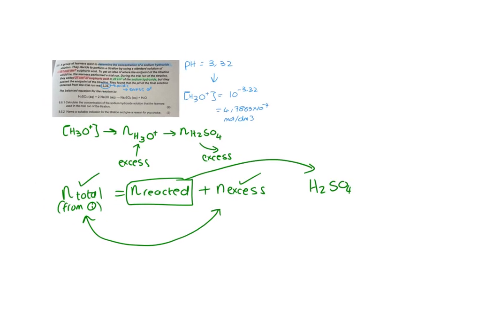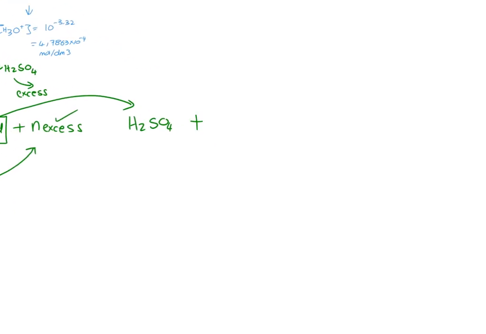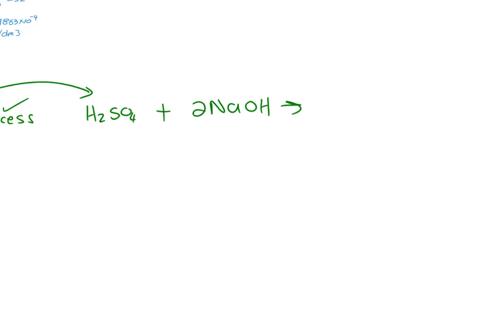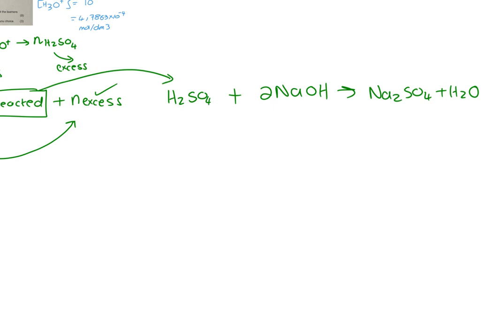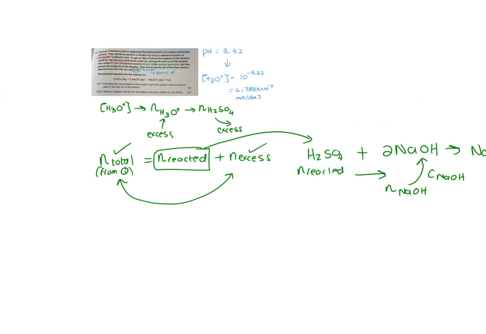H2SO4 plus 2 NaOH gives you Na2SO4 plus H2O. And then once you get the moles that reacted here, from here you will use the mole ratio to get the moles of NaOH, and that will give you the concentration of NaOH.